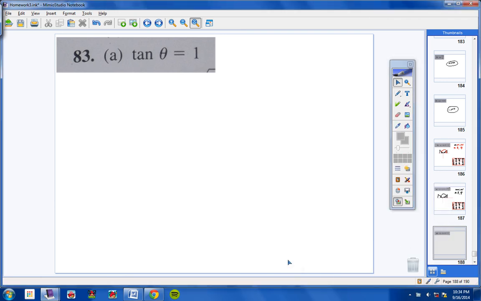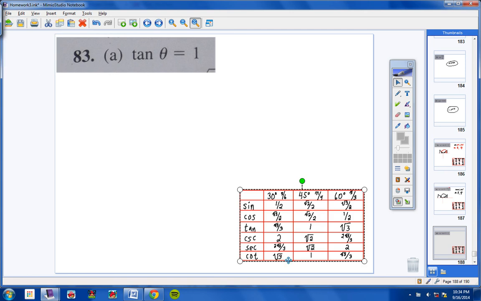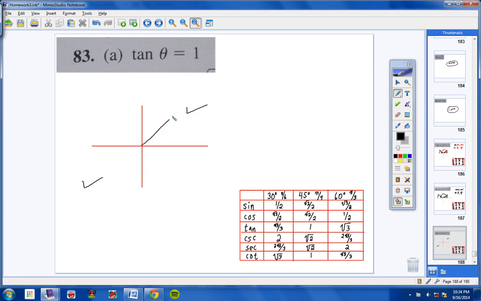Okay, students, let's take a look at number 83 here. All right, we're looking to find an angle so that when you take the tangent of that angle, you get 1. And so, where is tangent positive? Tangent is positive here, and tangent is positive here. So, we're going to draw a triangle here, we're going to draw a triangle here. Tangent of 45 gives me 1, and so we'll put a 45 here and a 45 here.